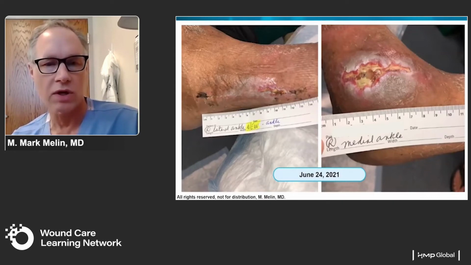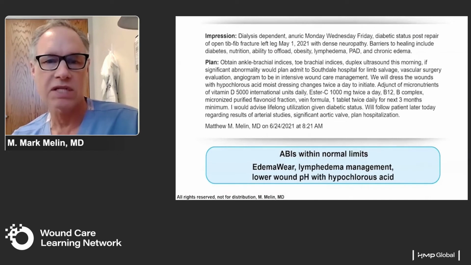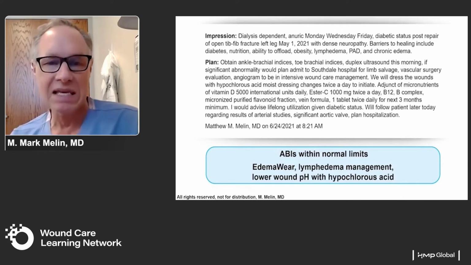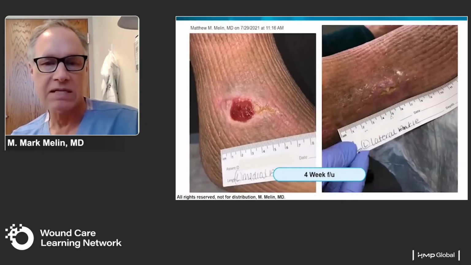There was no hardware exposed. ABIs right away to make sure there was adequate arterial perfusion demonstrated. We had excellent arterial perfusion. So again, within the context of the totality of wound care, we started hypochlorous acid Bosch dressing changes twice a day. We got the patient into our adjunctive micronutrient and our micronized purified flavonoid regime, as well as EdemaWear to increase and improve interstitial edema and maximize lymphatic function.